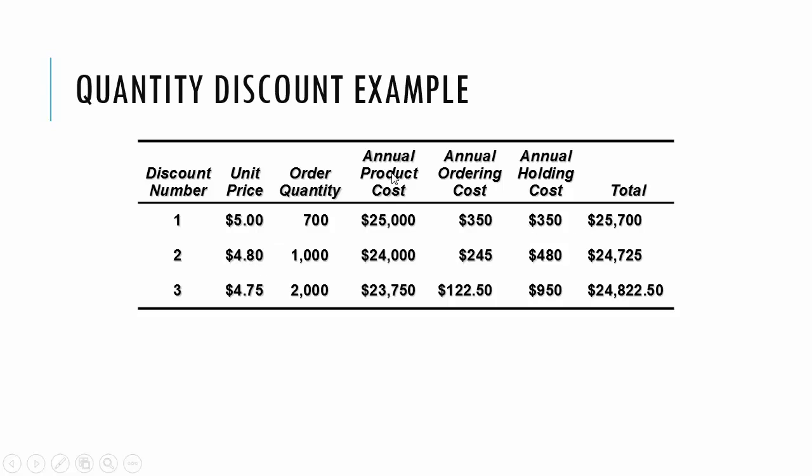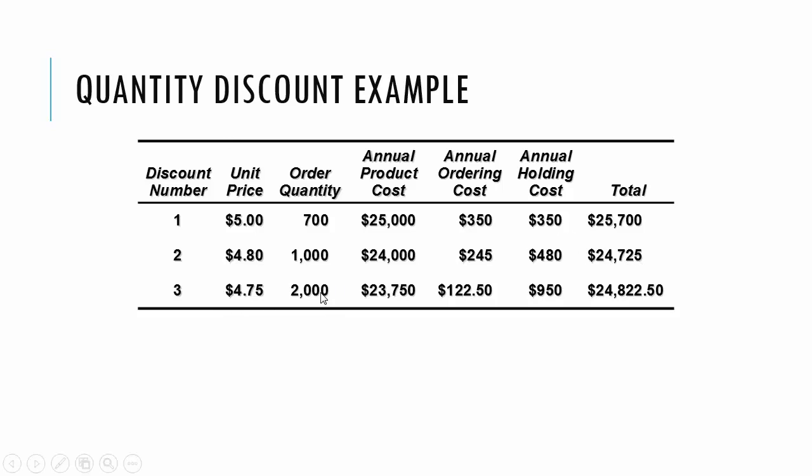At $4.80, the product cost dropped by $1,000. Ordering cost dropped and holding cost went up. Why did ordering cost go down? Well, it's because we're not ordering as frequently, because we're ordering more at a time. Holding cost goes up, which again should not surprise us because I'm holding more stuff in inventory for a longer period of time. That drops us down to $24,725.